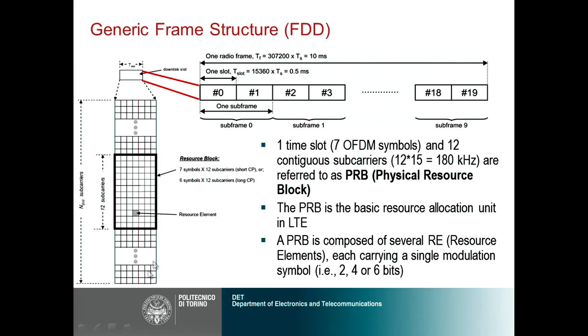This is called a resource block, or a PRB, a physical resource block. It's within one time slot, and it's made of 12 contiguous subcarriers. Of course, one chunk of the subcarriers is 180 kilohertz. I said before that we have as high as 20 megahertz per channel. In this way, we can accommodate several users at the same time by giving them different physical resource blocks on different chunks of frequencies.